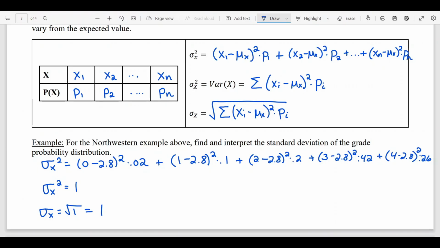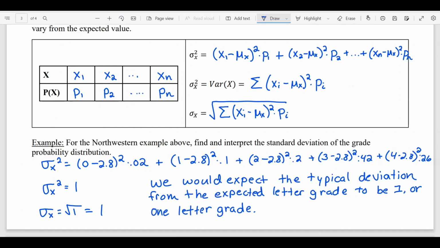Now what does that mean? We have to interpret that as well. Interpreting the standard deviation, we would expect, because a 1 represents a 1 letter grade increment. If our standard deviation ended up being like 0.5, I would say the typical deviation from the expected letter grade is 0.5, or less than 1 letter grade. Or if it was 1.5, we would say it's more than 1 letter grade. But we want to put context to whatever that number is. Don't forget the context.